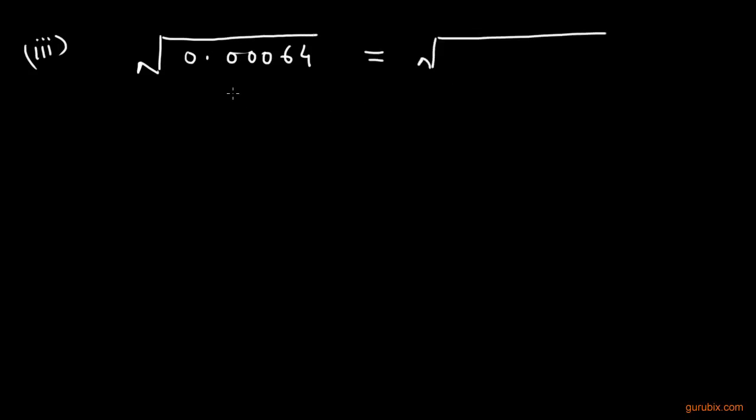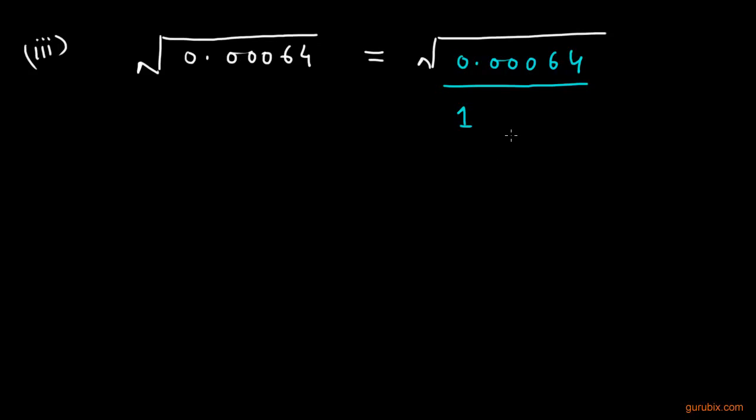Now we shall move to the third part of the example, and in the third part we are given a number 0.00064, and we have to find the square root of this value. So we shall write it like this. First of all we shall remove this decimal point by putting multiples of ten in the denominator. So we can write it like this: 0.00064 over 1.